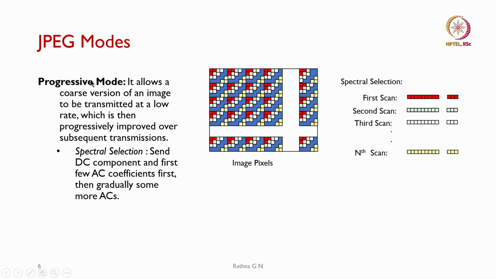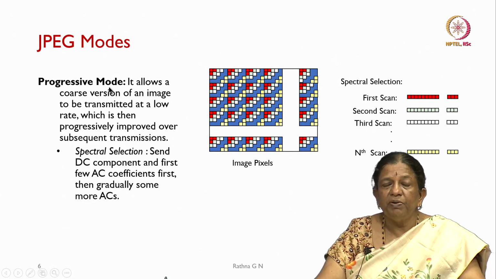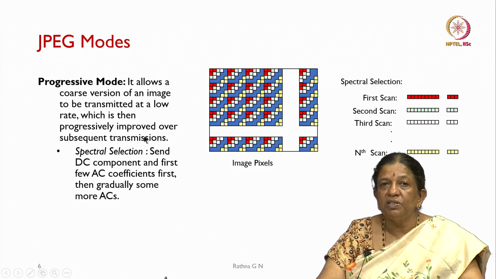Then we continue with the progressive mode. From the previous predictive mode, we will see how progressive mode goes. It allows a coarse version of an image to be transmitted at a low rate, which is then progressively improved over subsequent transmissions. As you will see, in spectral selection we send the DC component and the first few AC coefficients first, and then gradually select some more AC coefficients. So, what is it?